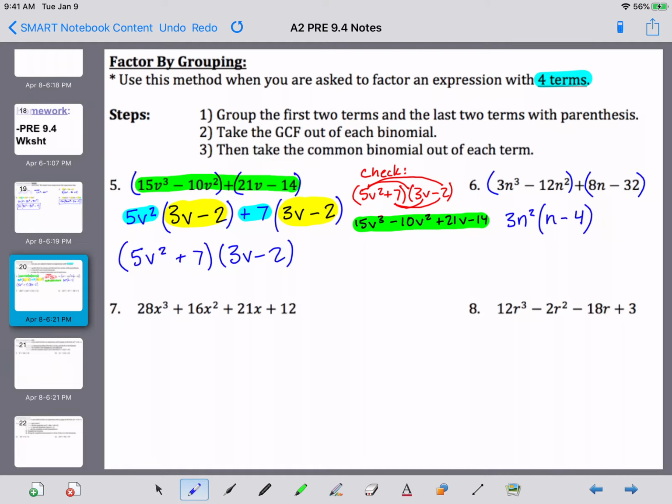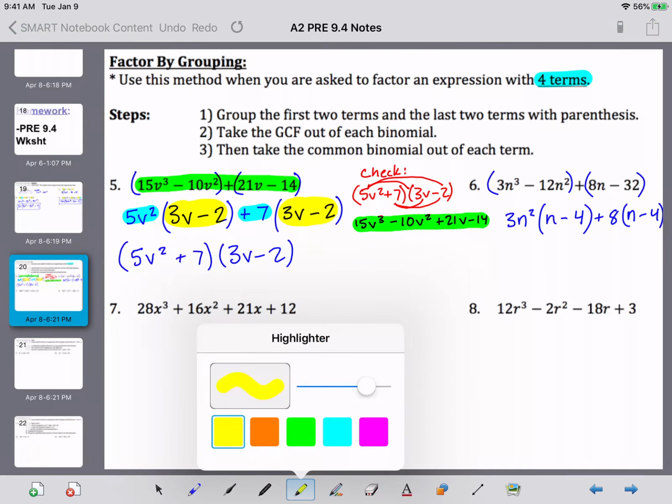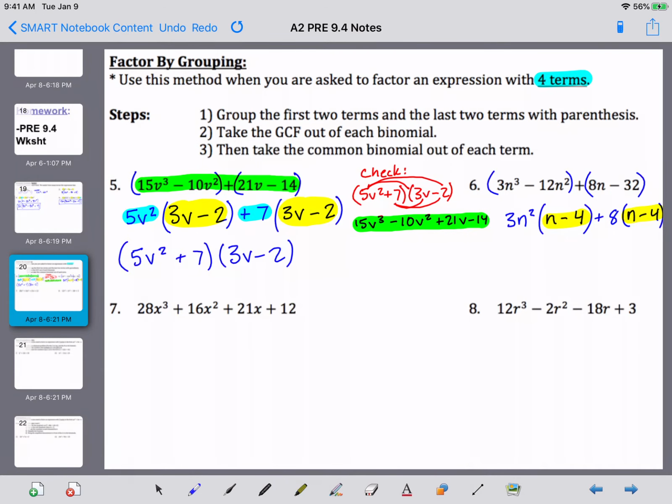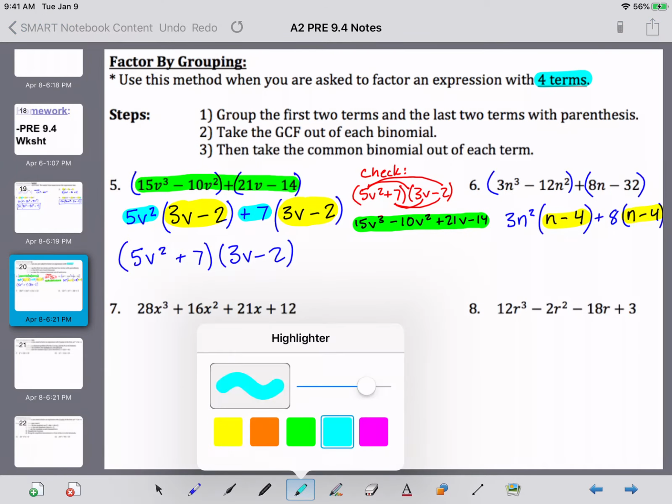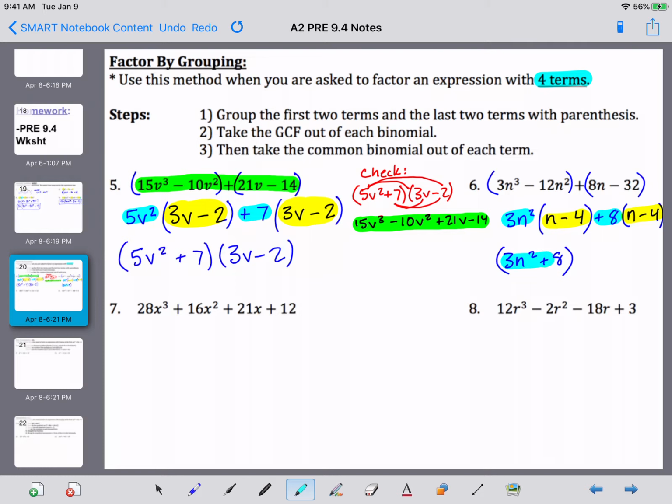All right, so let's check the second group. 8n and 32 can both be divided by 8. And then we're left with an n, and then 32 minus 8 leaves us with minus 4. And that worked out nicely because notice these 2 terms are identical. So I know I did the right thing. This 3n squared plus 8 is going to pull to the front and be my first group. And then this n minus 4 we put to the back as our second factor. All right, and then this is our answer here. All right, and for number 5, this here was our answer.